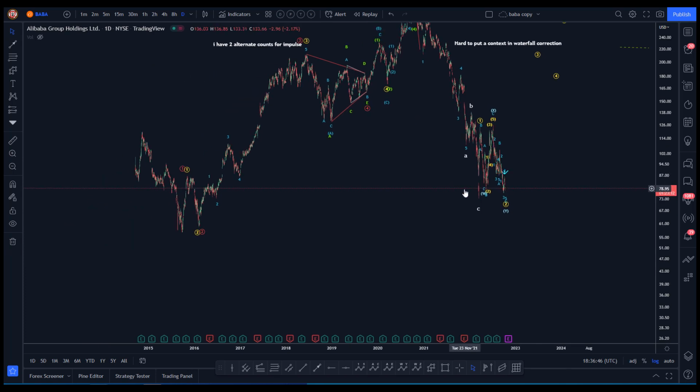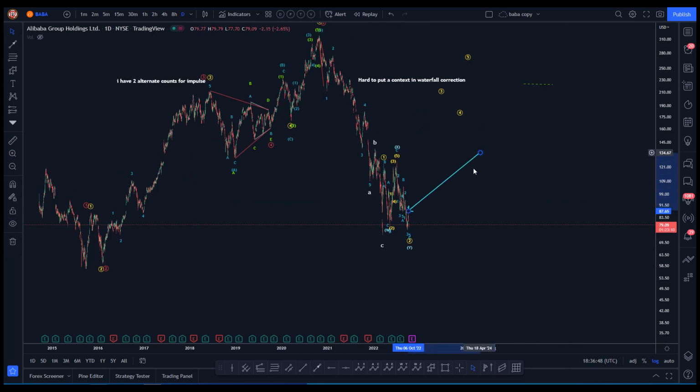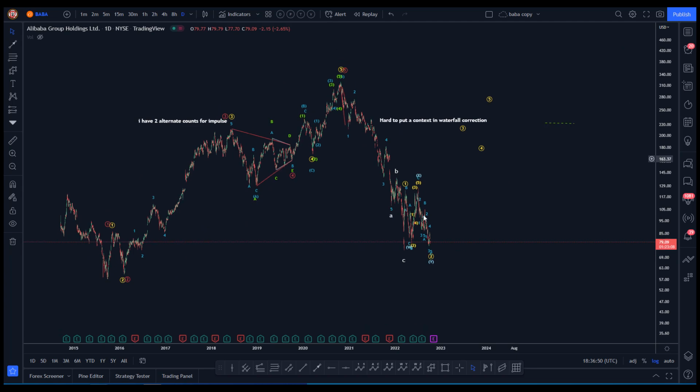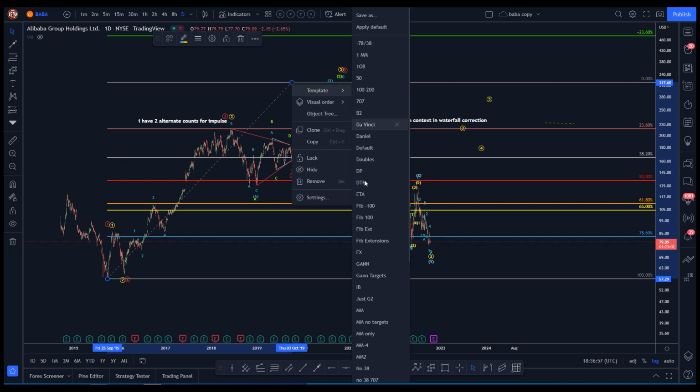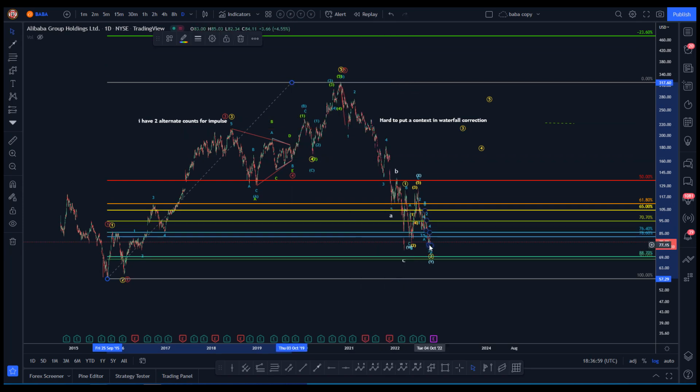I can't say I'd be chomping at the bit to be a buyer here. There is the thought, "Look how far we are." We're past 786, in the platinum zone, down between the 886 and the 786. We're pretty deep down here.